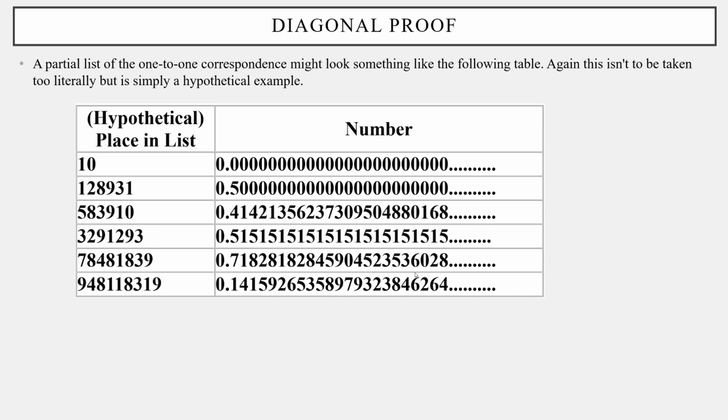Okay. So a partial list of a one-to-one correspondence might look something like this. Again, this isn't to be taken too literally, but the number 1 might represent 0 and then an infinite number of zeros. 2 could represent 0.5 and an infinite number of zeros. And all these different numbers, remember, we're saying there's an infinite number of real numbers between 0 and 1, and there's an infinite number of natural numbers. For whatever reason, this is the correspondence, and it would just go on forever. Okay. In the left-hand list would be the natural numbers, and in the right-hand list would be the real numbers.